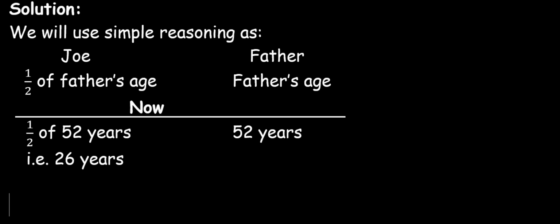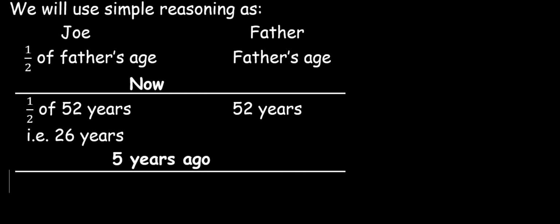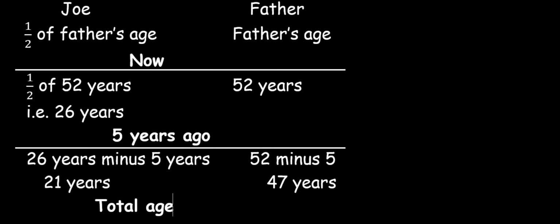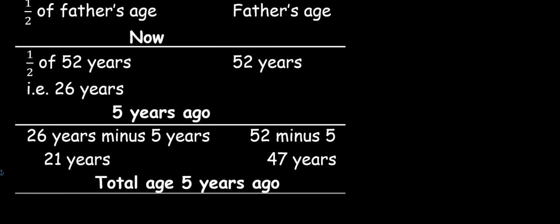Then we now move 5 years ago. On the side of Joe, we have 26 years minus 5 years, and that will give us 21 years. Meanwhile, on the father's side, we have 52 years minus 5, which will give us 47 years. Next, we have the total age 5 years ago. We now have 21 plus 47, which is equal to 68 years.